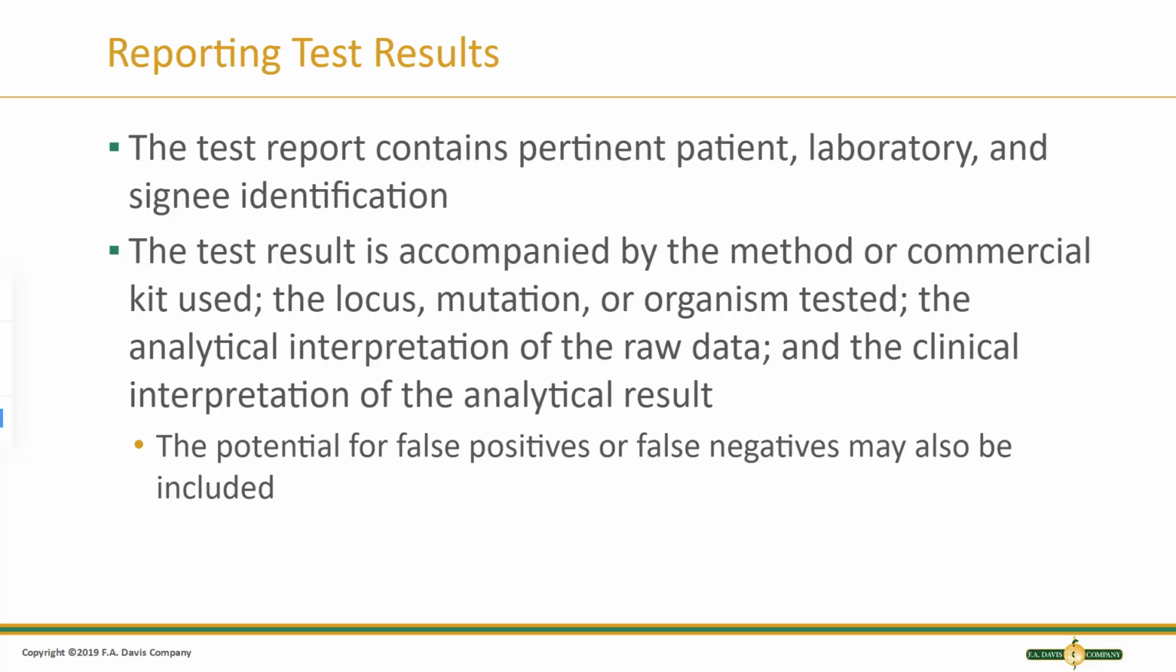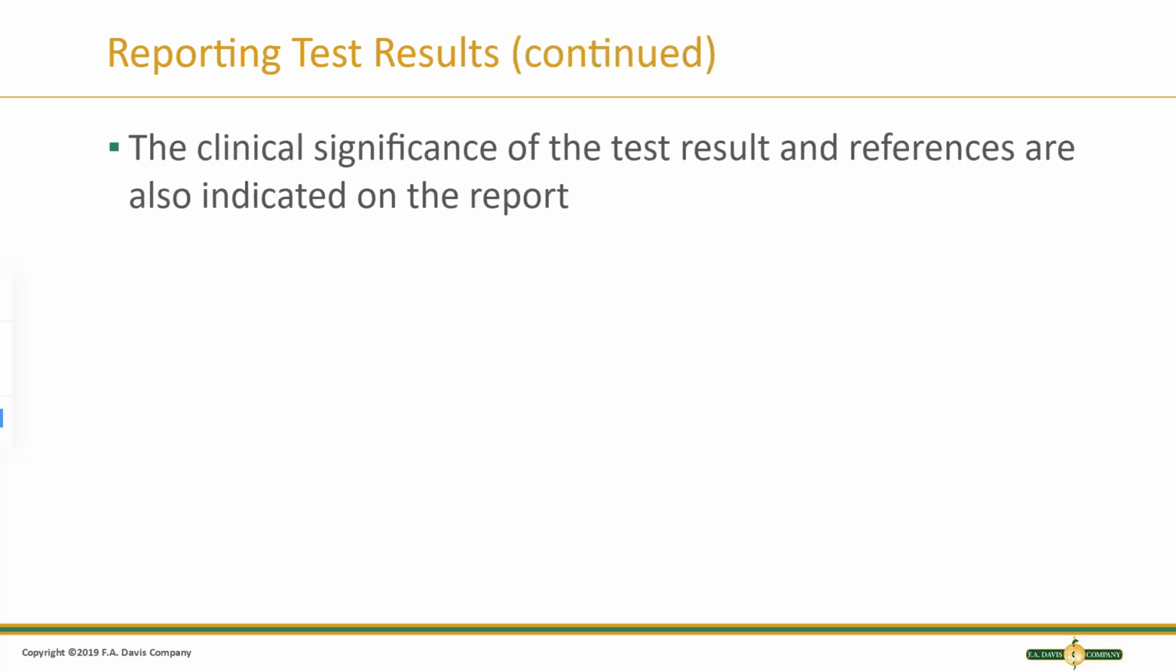Reporting test results. The test report contains patient information, laboratory and signee identification. The test results are accompanied by the method or commercial kit used, the locus, mutation, or organism tested, the analytical interpretation of the raw data, and the clinical interpretation of the analytical result. The potential for false positives or false negatives may also be included. The clinical significance of the test result and the references are also indicated on the report.